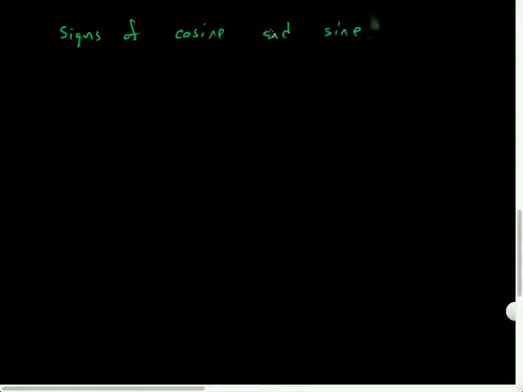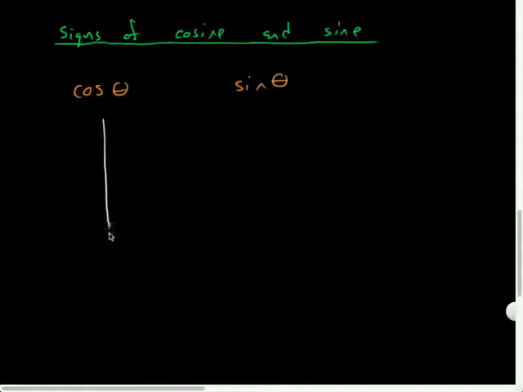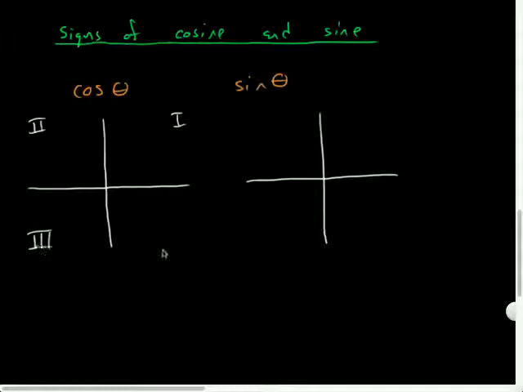Or I could say the signs of cosine and sine, and then it's almost palindromic there, but it isn't. So if I want to specifically talk about the signs of cosine and sine, let's think about cosine theta, sine theta, let's think about the quadrants. All right. Here is quadrant 1, 2, 3, and 4.